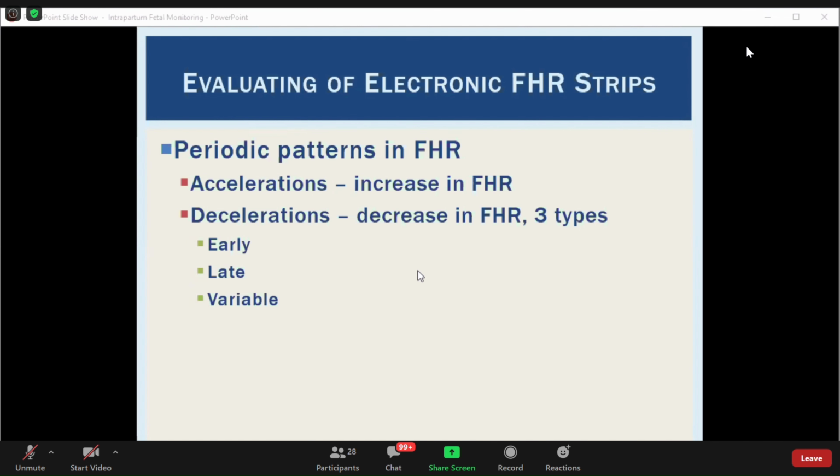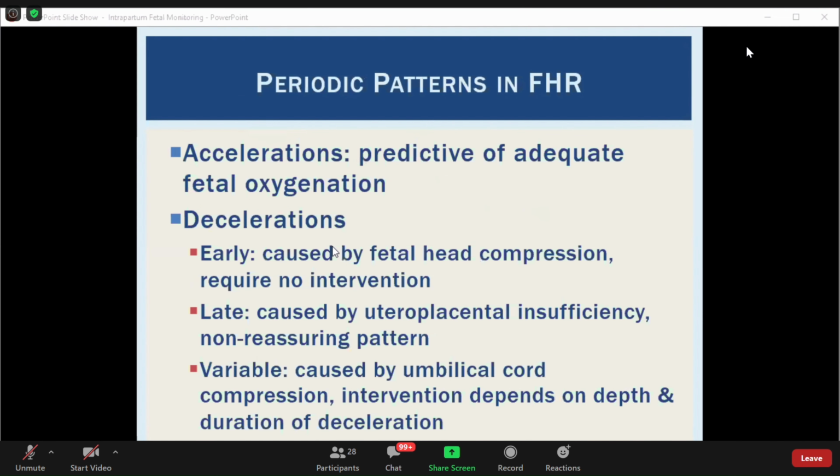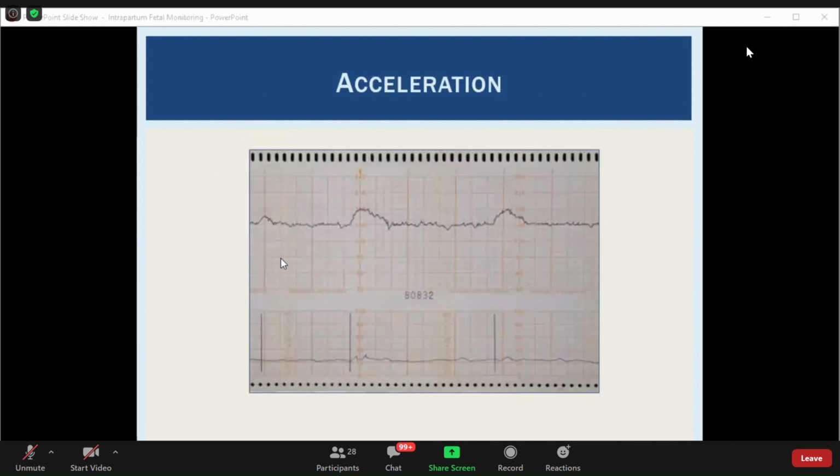And then we will talk about the three types of decelerations. So an acceleration, predictive of adequate fetal oxygenation, to be expected. Okay. So here's an acceleration. You will also see accelerations with fetal movement. Like you start moving, your heart rate increases. So this is an acceleration. And here is an acceleration. In both instances, the fetal heart rate increased and returned to baseline.